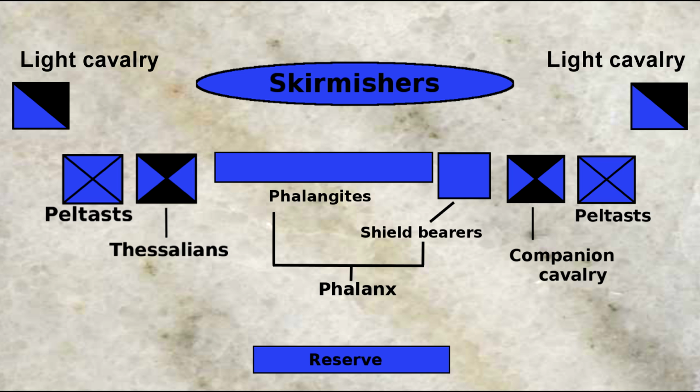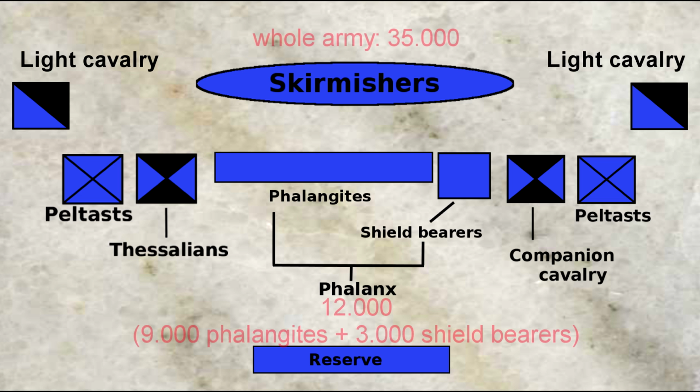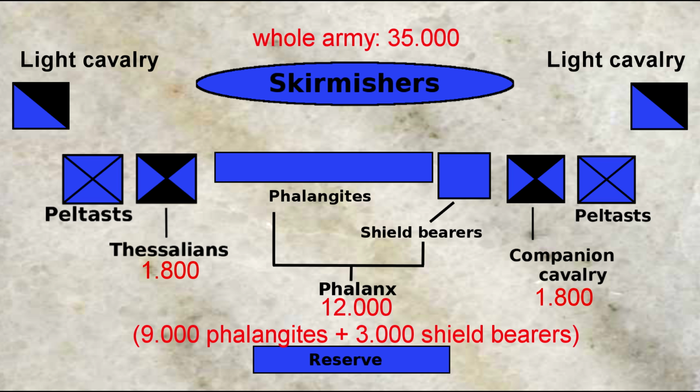Specifically, I choose numbers for the size of Alexander's army when he left Greece to invade Persia. So his army was in summary around 35,000 men strong. The phalanx in the center consisted of around 12,000 men. The heavy cavalry were each 1,800 men, the light cavalry in the right wing were in summary 900 men, and in the left wing were 500.